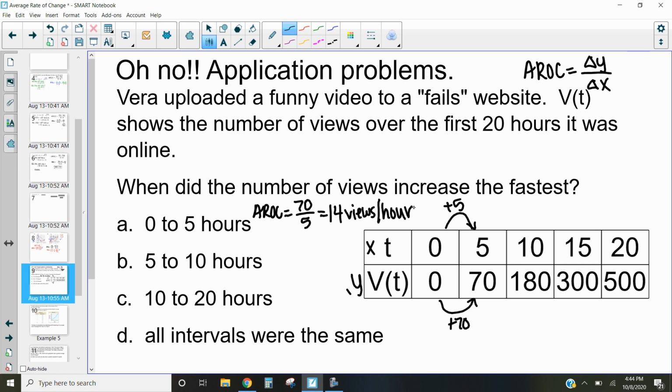Okay, that's not a bad rate. That's quite a bit. Now, what about from 5 to 10 hours? Let's take a look at that. So from 5 to 10 hours, our X value increased by 5, and our Y value increased by 110. So we can already see that X increased the same amount, but Y increased a lot more here. So I'm guessing that they probably had more views per hour from 5 to 10 than they did from 0 to 5. Let's take a look.